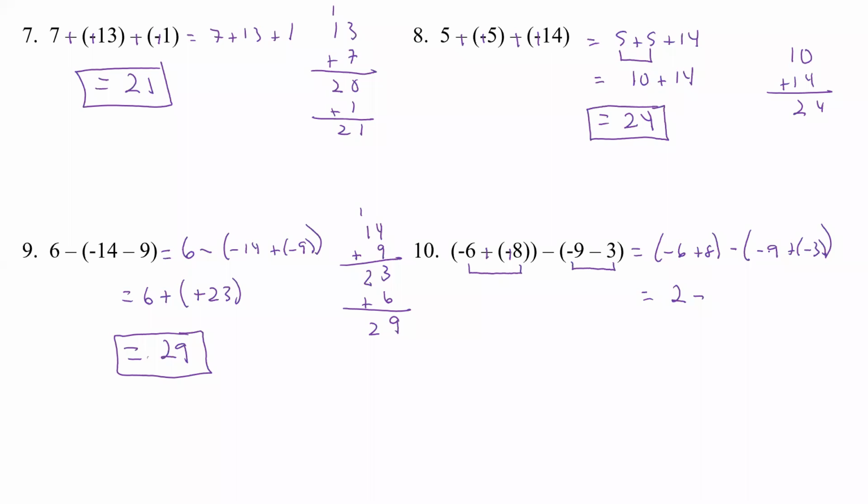And here we have a negative 9 plus a negative 3. So they're the same sign. So we can take 9 plus 3, and we get 12. But our sign is negative, so it's going to be a negative 12. Now we've got a negative, so guess what? That becomes positive, and we get 14. Okay. All right, so that's some more examples.